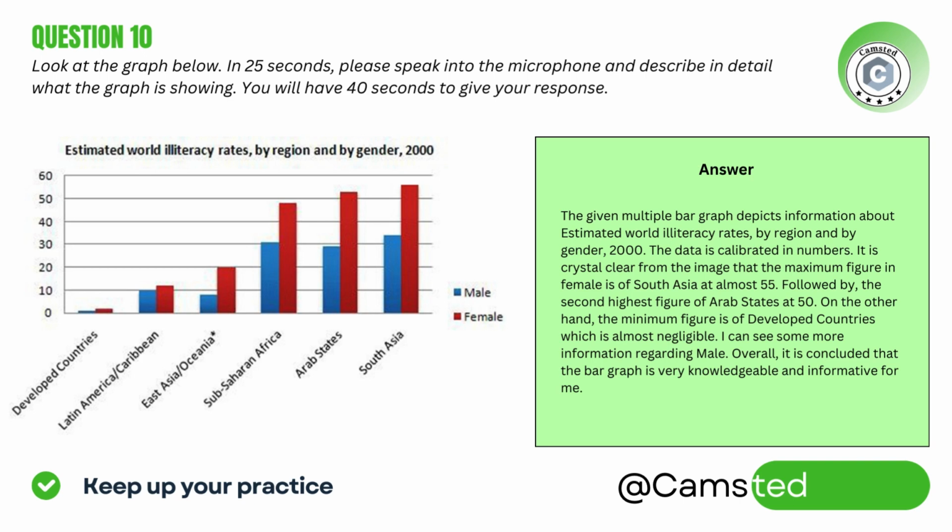The given multiple bar graph depicts information about estimated world illiteracy rates, by region and by gender, 2000. The data is calibrated in numbers. It is crystal clear from the image that the maximum figure in female is of South Asia at almost 55. Followed by the second highest figure of Arab states at 50.